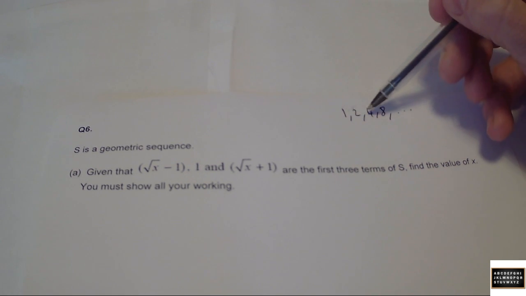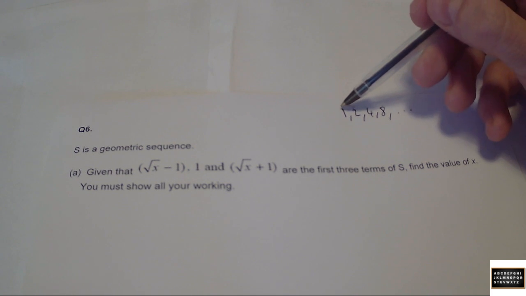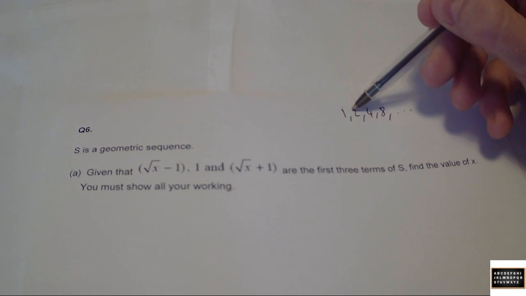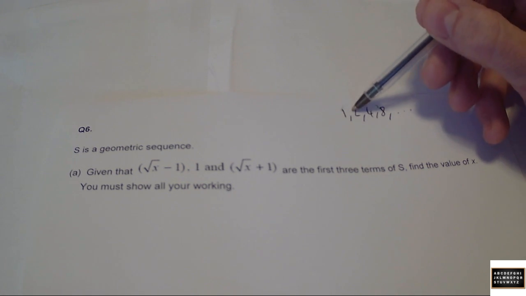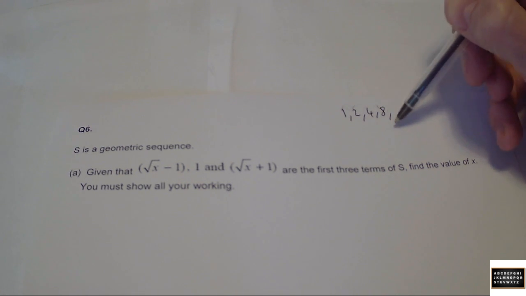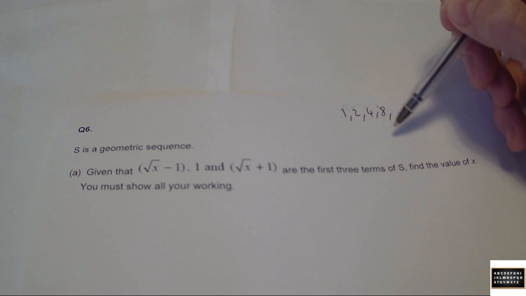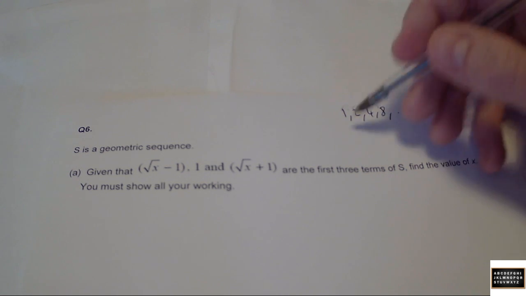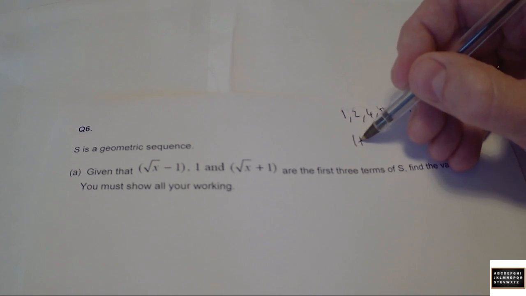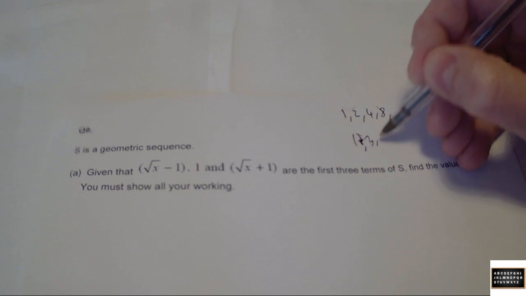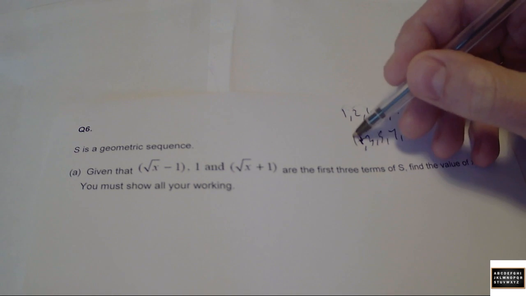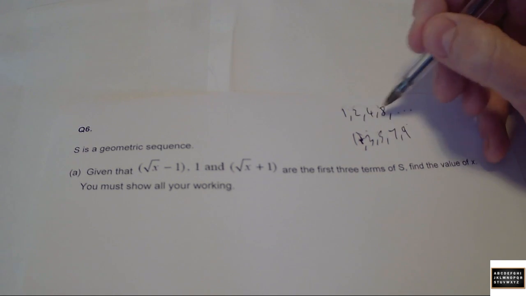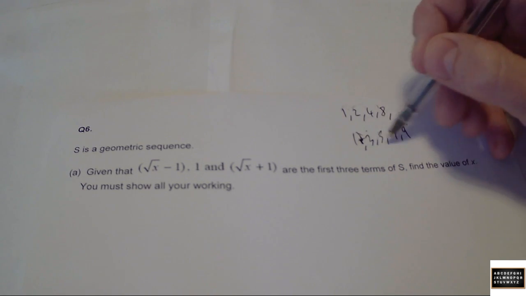Rather than having a common difference, we've got a common multiplier, a common ratio. So times 2, times 2, times 2. So this is a geometric sequence. When you've got a common ratio, a common multiplier, we call these geometric sequences. The other type of sequences that you will know are sequences like 1, 3, 5, 7, 9, for example, where you have a common difference. They're called arithmetic sequences. So you've got geometric sequences and arithmetic sequences.